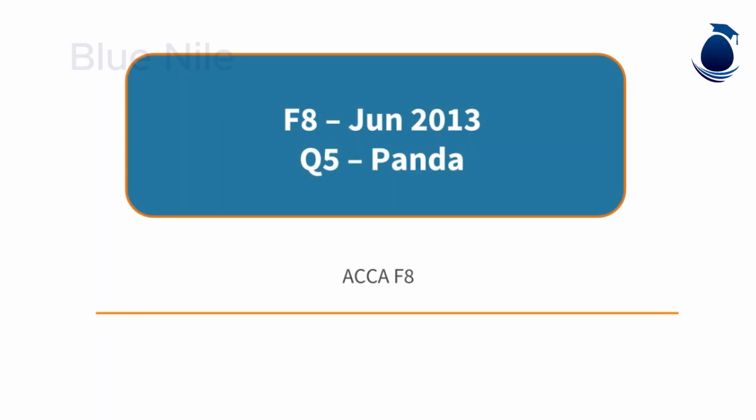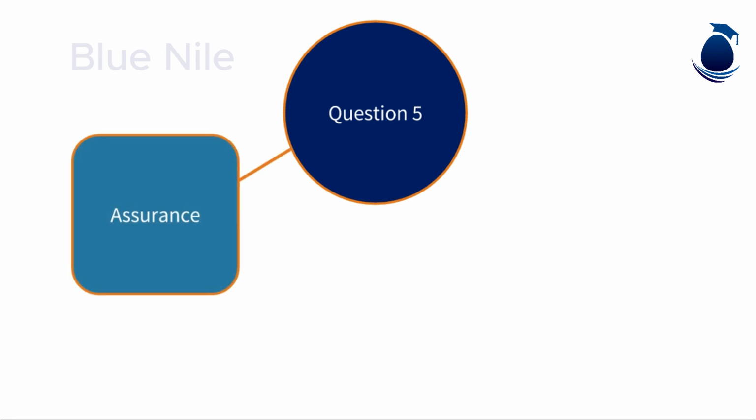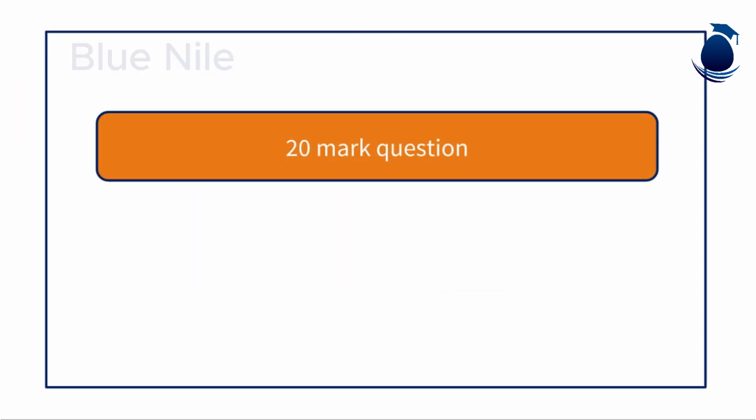Let's take a look at a big question. We are going to look at a question from the June 2013 exam called Panda. This is question 5 in this exam and covers the following areas: assurance, subsequent event review, and the audit report opinion. This is a 20-mark question.